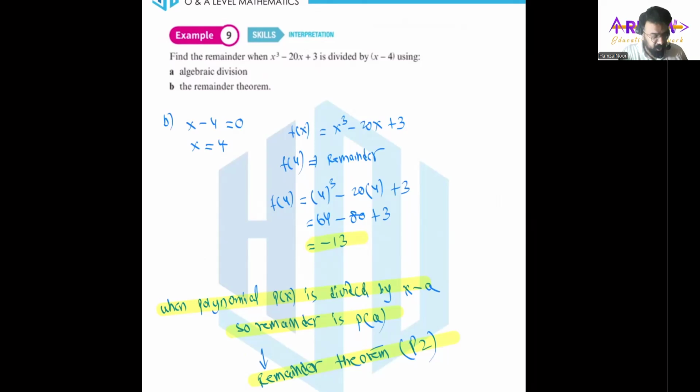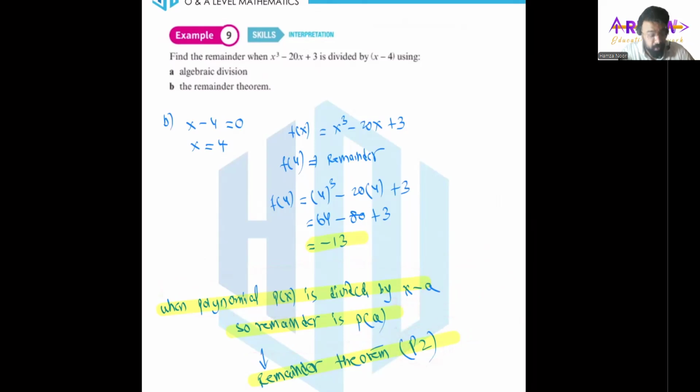First things first, here I have mentioned the remainder theorem concept. When polynomial p(x) is divided by x minus a, the remainder is p(a), because x minus a is equated with 0, so x is equal to a. This x equals a becomes the input of the polynomial. So whatever the output is, that is basically the remainder. This concept you are studying since P2. This is the remainder theorem.